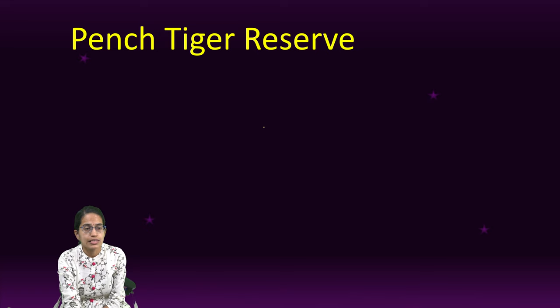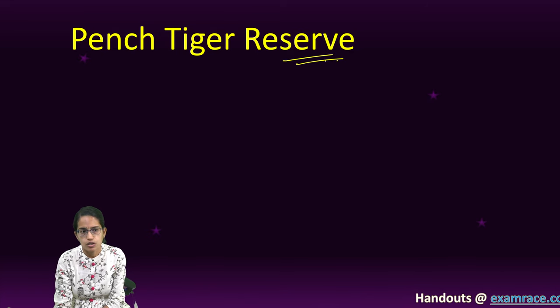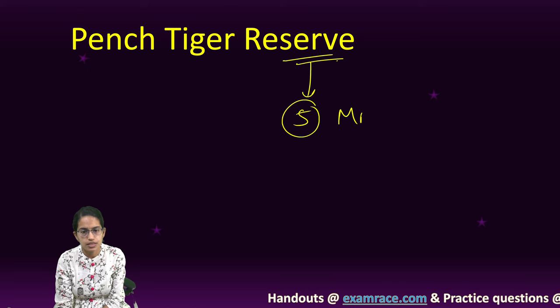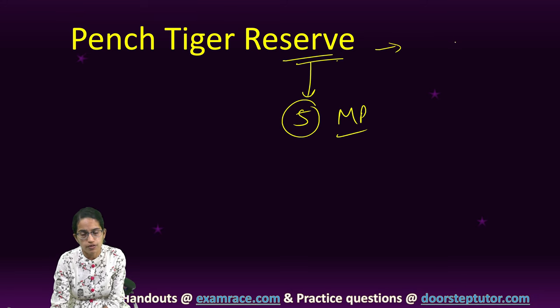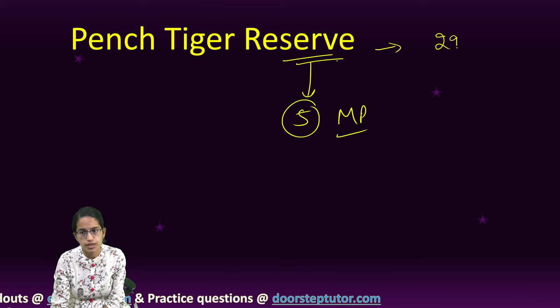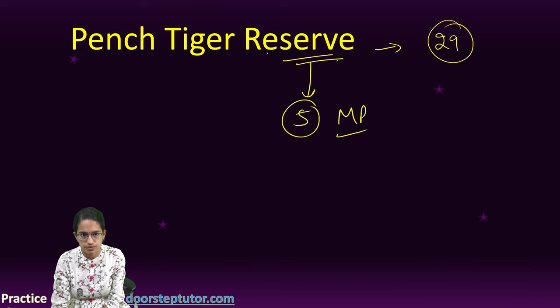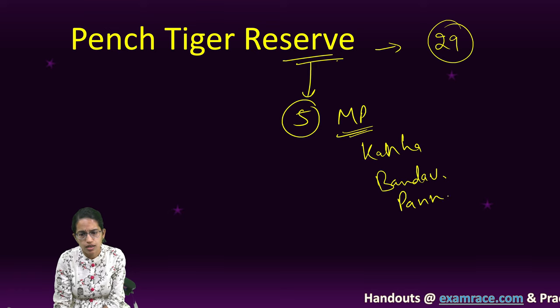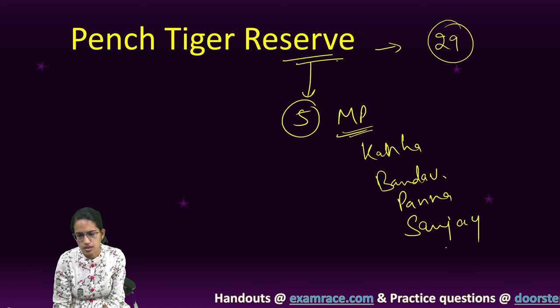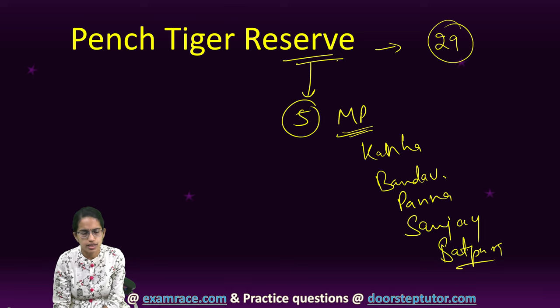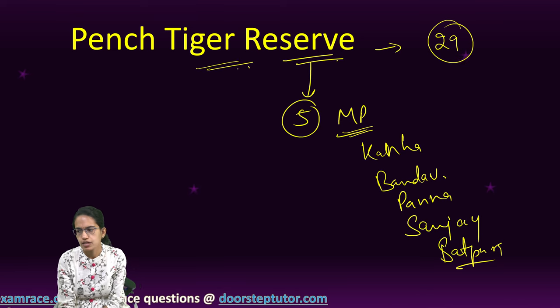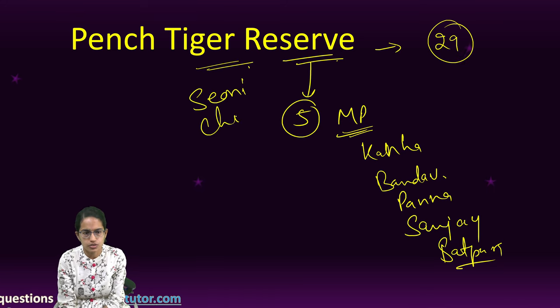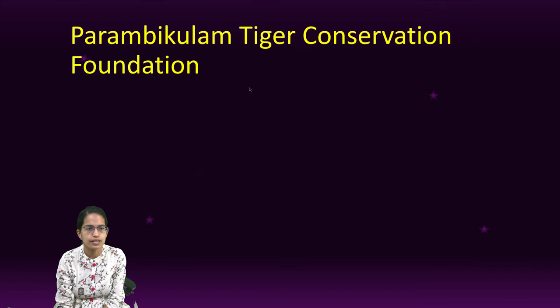Both of them are in Assam. The next is Pench Tiger Reserve. Now, five other tiger reserves along with Pench Tiger Reserve are seen in Madhya Pradesh. This was in news because the tigress known as Collarwali, considered a super mom, who gave birth to 29 cubs, died in this tiger reserve. Five other Madhya Pradesh tiger reserves are important, which are Kanha, Bandhavgarh, Panna, Sanjay Dubri, and Satpura. So that's again an important region. Now Pench Tiger Reserve is located in the Seoni and Chhindwara districts of Madhya Pradesh, and this is where we have the critical tiger habitat.